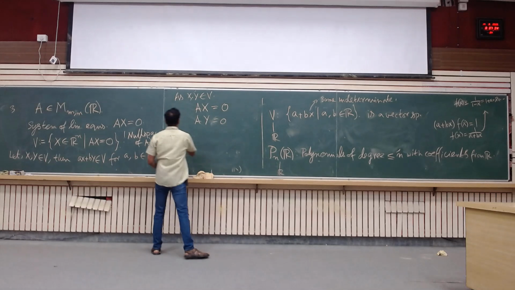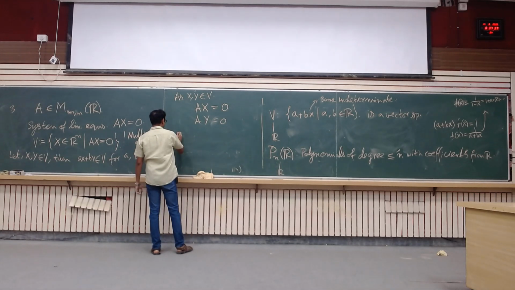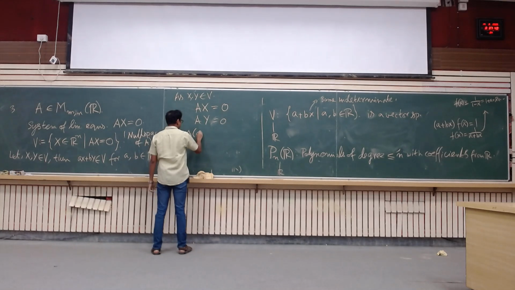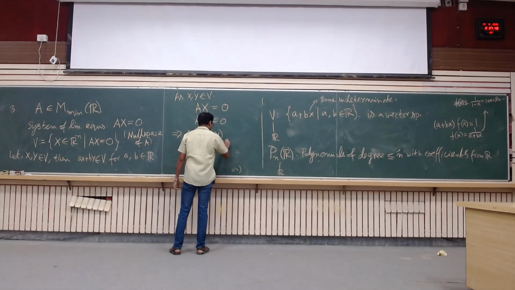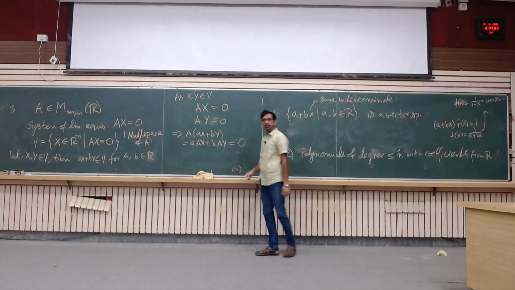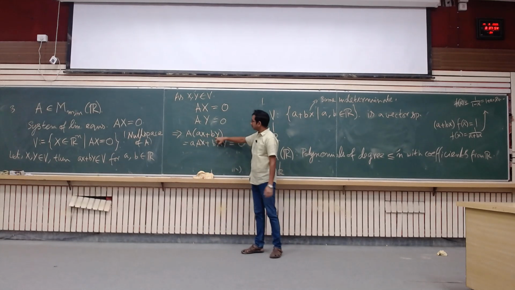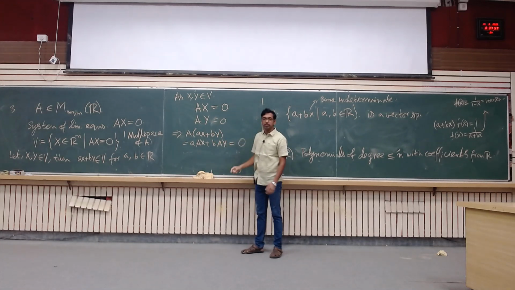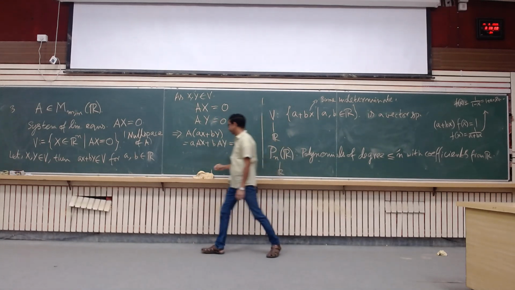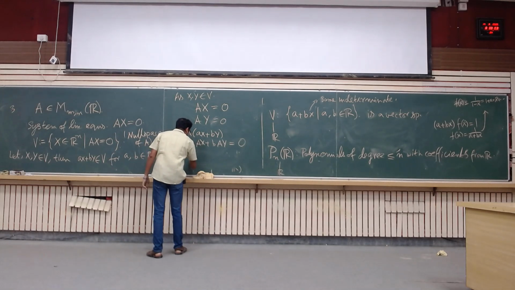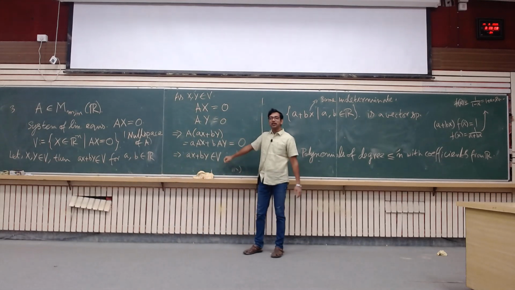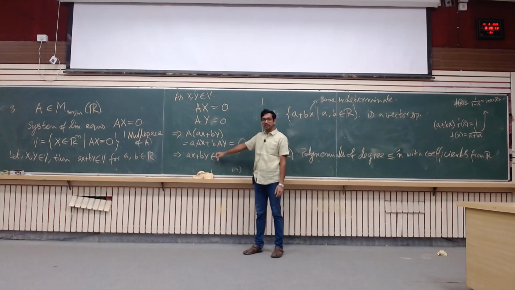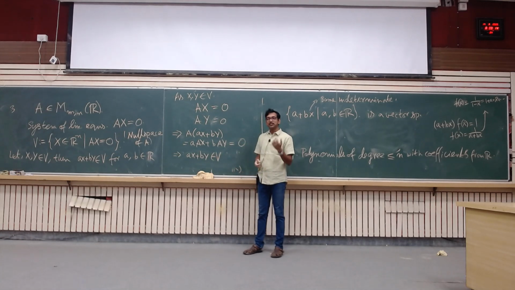Since x and y are in V, these two are true, and that would imply that A times (ax plus by) is equal to a times ax plus b times ay, which is equal to 0. So of course, ax plus by also gives a solution to the homogeneous equation. It should also be in V. In particular, it's an abelian group. There is scalar multiplication, and about the scalar multiplication, what are the things that we should check?